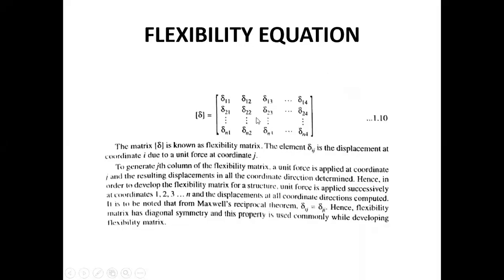So we are able to understand how we denote this term del ij. If it is del 1 1, then the unit load is applied at coordinate direction 1, and we are finding the displacement in coordinate direction 1 as well. So the matrix del is known as the flexibility matrix. The element del ij is the displacement in coordinate i due to unit force, as I told you, in coordinate direction j.